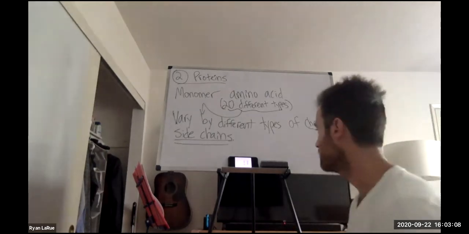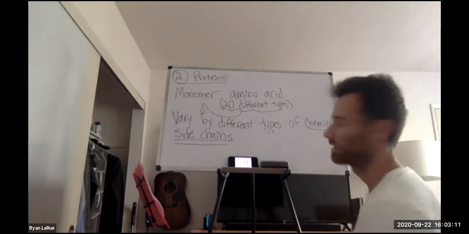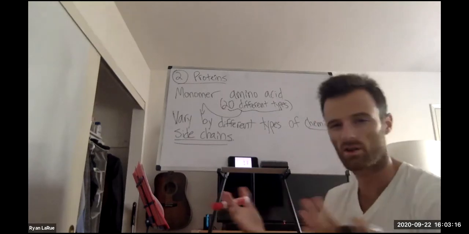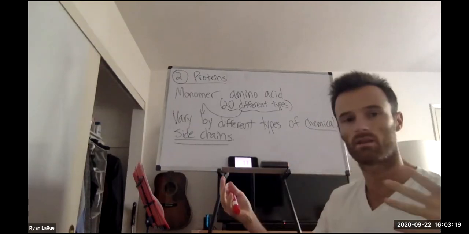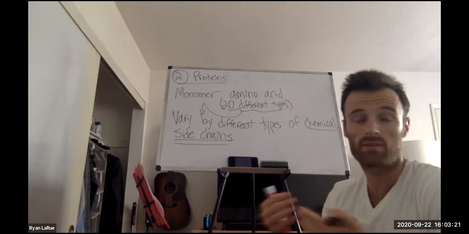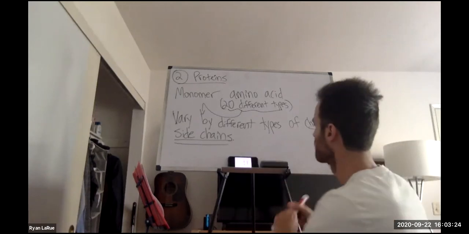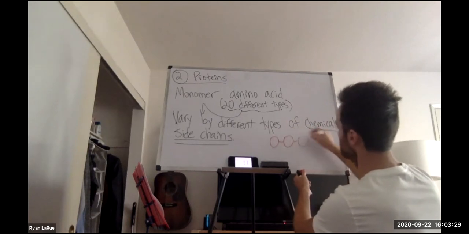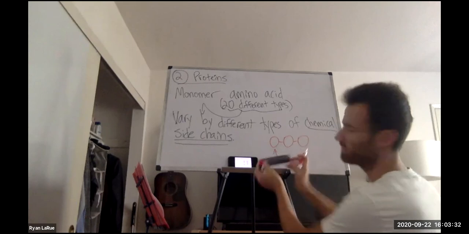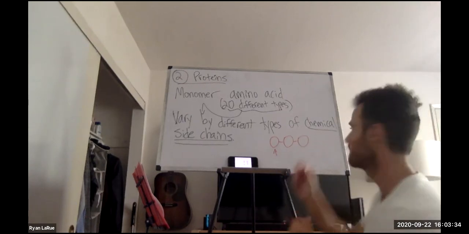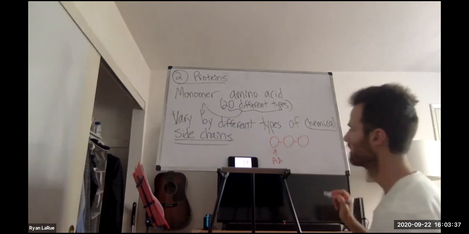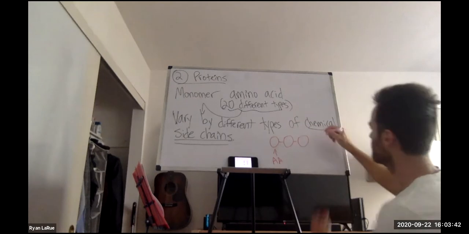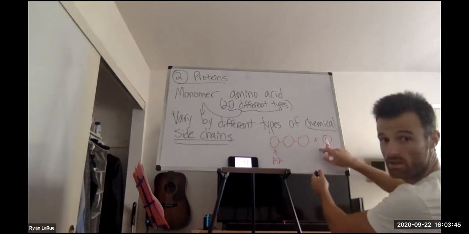So those are the monomers. What happens is, again, just like we saw with carbohydrates, we're going to be linking them together and breaking them apart. So if I have amino acids here that I'm going to represent as circles, and I often abbreviate amino acid as AA, so if I have 3 amino acids linked together here, and I want to add another one on.